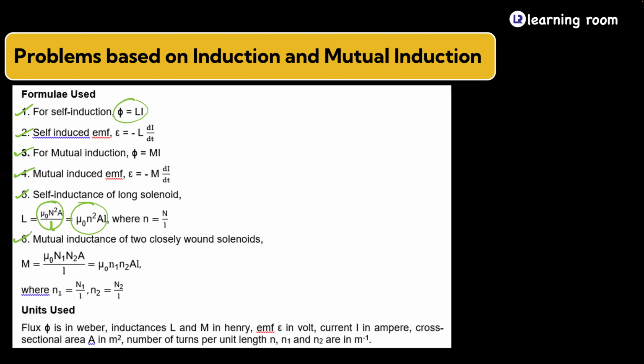Similarly, mutual inductance of two closely wound solenoids is going to be how much? Mu naught N1 N2 A divided by L, or mu naught small n1 small n2 A L. So if you write in terms of small n1 and small n2, L will be in the numerator. If you write it in terms of capital N1 and capital N2, L will be in the denominator. Am I clear with these points? Right. Derivations we have already seen.